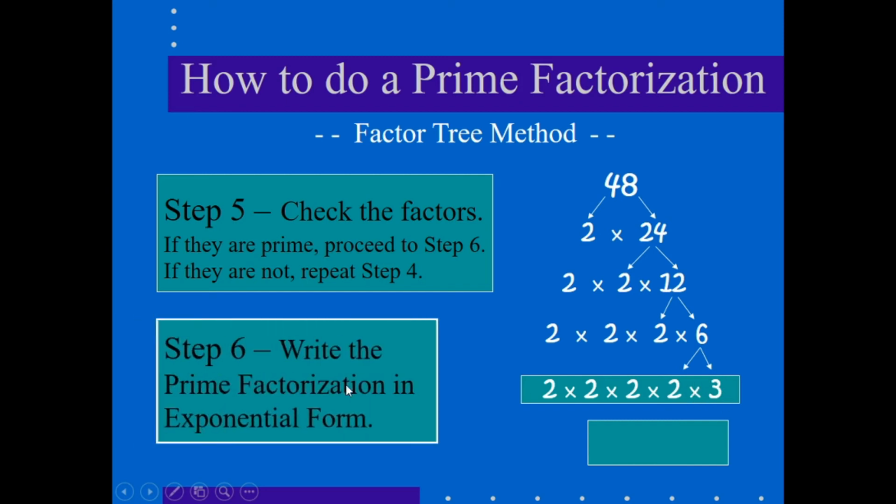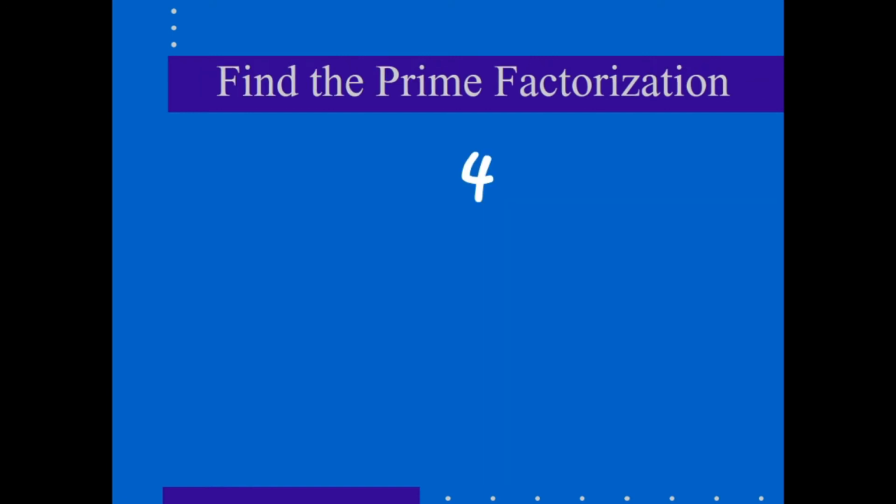So there you have it. The prime factorization is 2 times 2 times 2 times 2 times 3. Or you can write like this. 2 to the power of 4 times 3 equals 48. Okay? Now, let me give you another example.